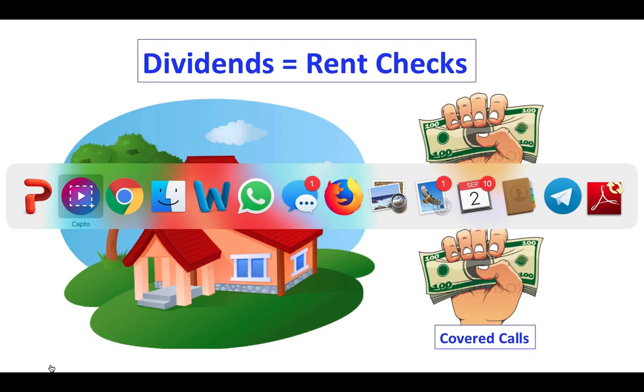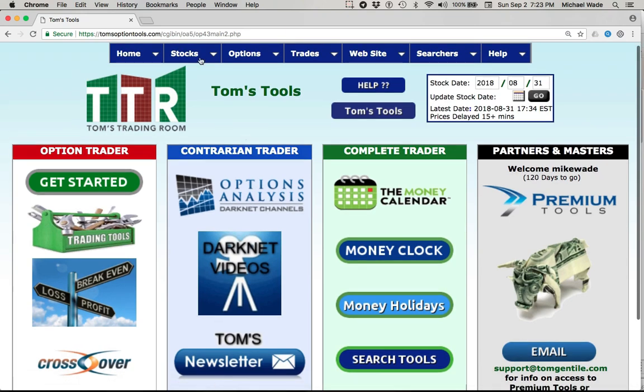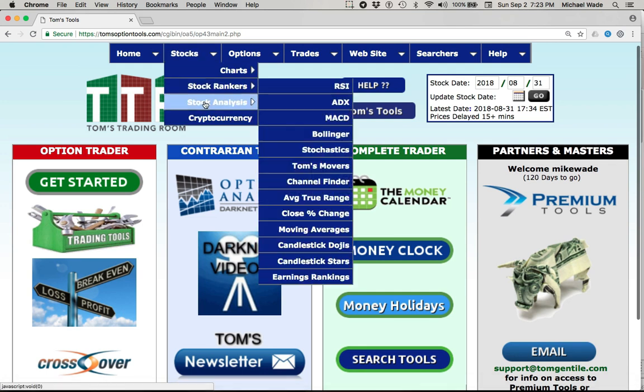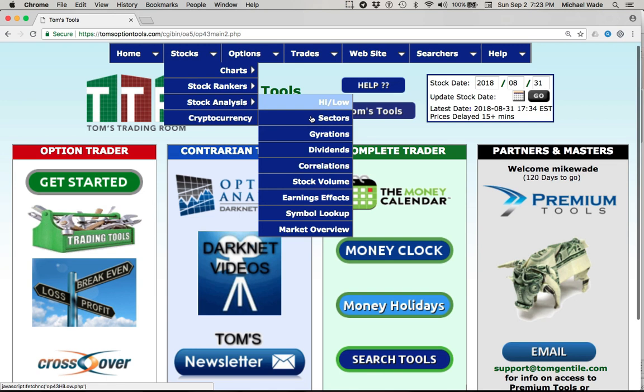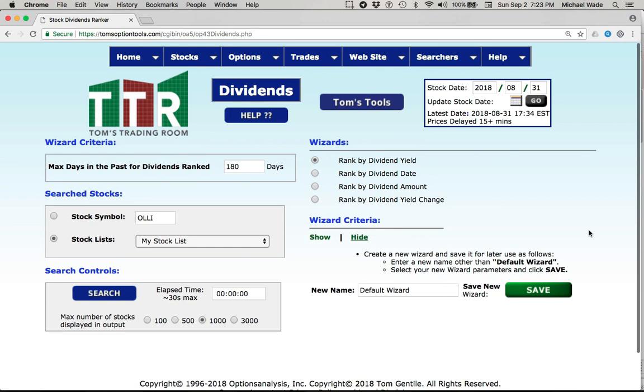All right, with that context established, let's hop into the software, and this is the main page of Tom's Tools. I'm going to take you to stock analysis, and then I'm going to click on dividends. All right, so this is the dividend ranker. It's a simple yet powerful scanner. It's extraordinarily fast as well. And with the scanner, we can run the scan and sort by dividend yield.